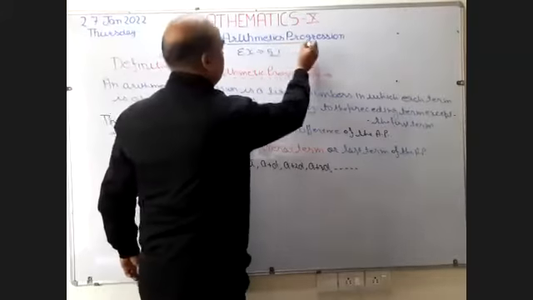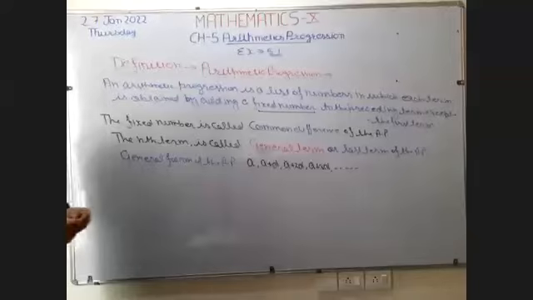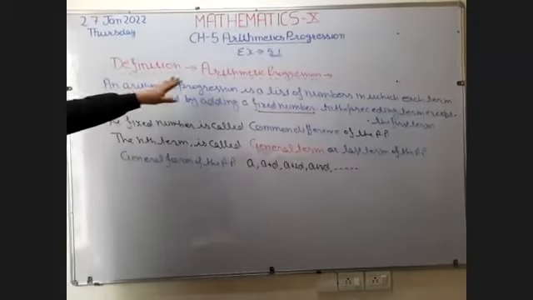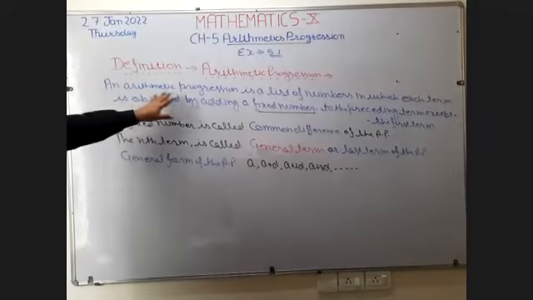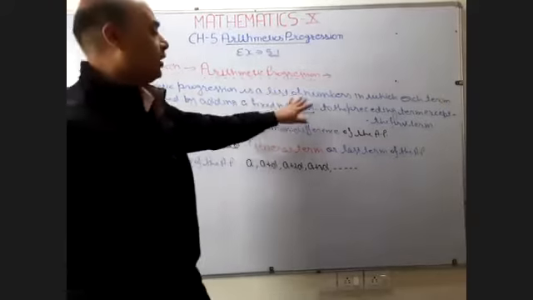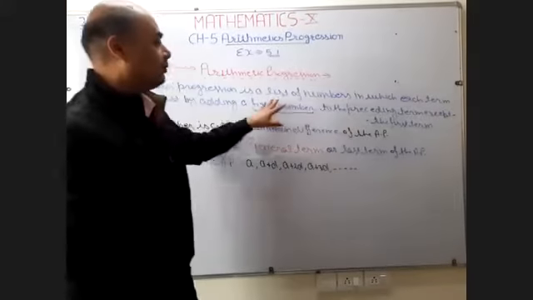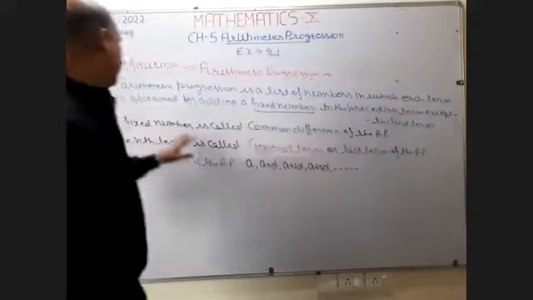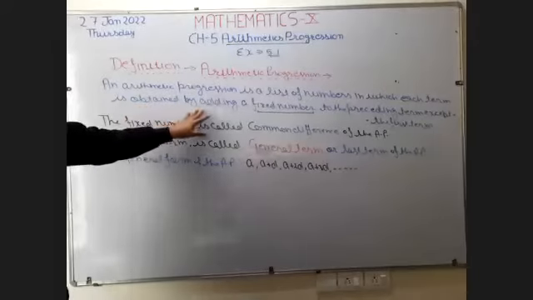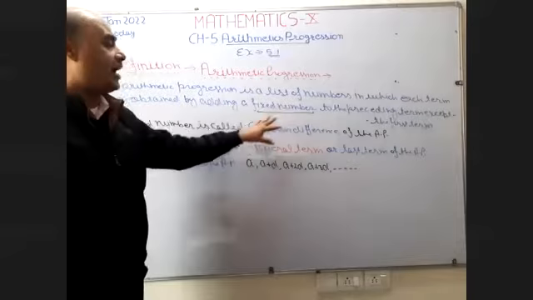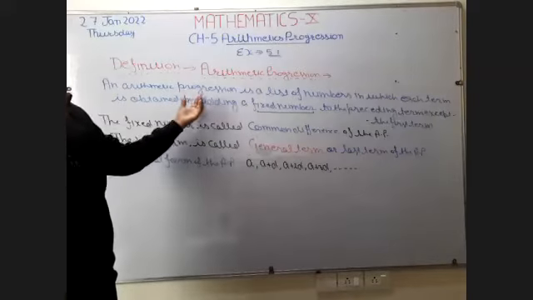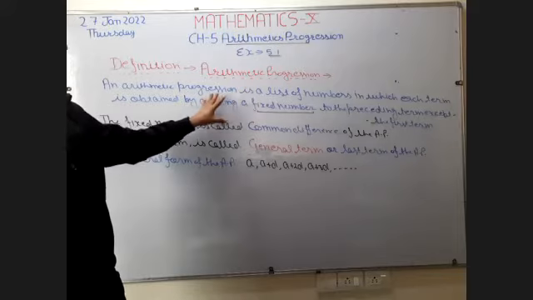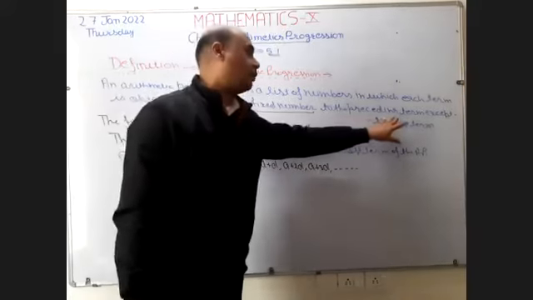Arithmetic progression. So what is the meaning of arithmetic progression? The definition of an arithmetic progression is that it is a list of numbers. It means some numbers are there. It is a list of numbers in which each term is obtained by adding a fixed number. When we add a fixed number to the previous one, we get the next number. So this type of sequence is known as arithmetic progression.